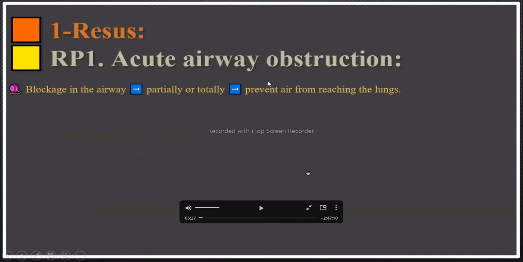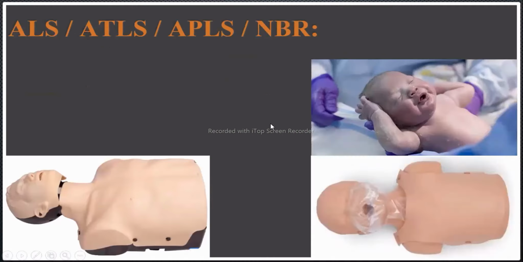So acute airway obstruction, of course, is a blockage in the airway, whether partial or total. Partially, the patient is still alive. Totally, I think he will go to arrest. So here, it will prevent air from reaching the lungs. We will discuss ALS, ATLS, APLS, and newborn resuscitation. In adults, ALS and ATLS are the same but with trauma. APLS is for children, and then newborn resuscitation.